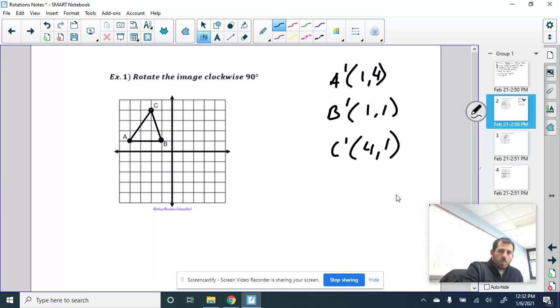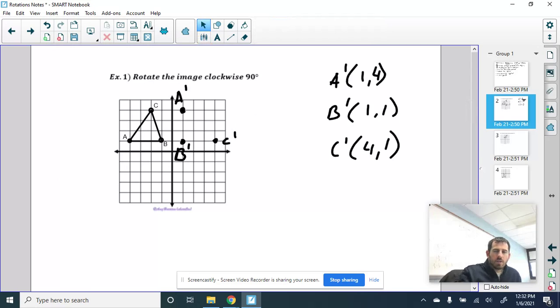So we plot these points, 1, 4. I'm going to go right 1 and up 4, plot a point. I'm going to label it A prime. 1, 1, right 1, up 1. We'll label that B prime. And then 4, 1, so I'm going to go right 4, up 1. Now I'm going to label that C prime. Then I'm going to draw some lines here. You'll notice we have our same triangle. It is just rotated around the graph.